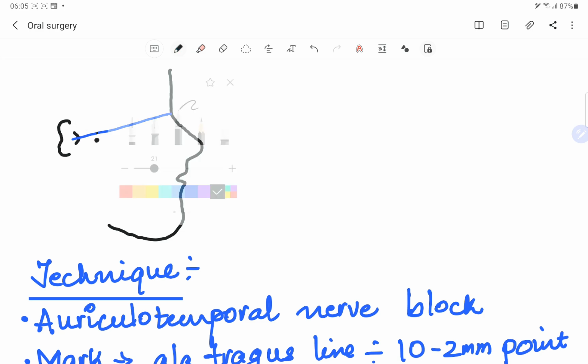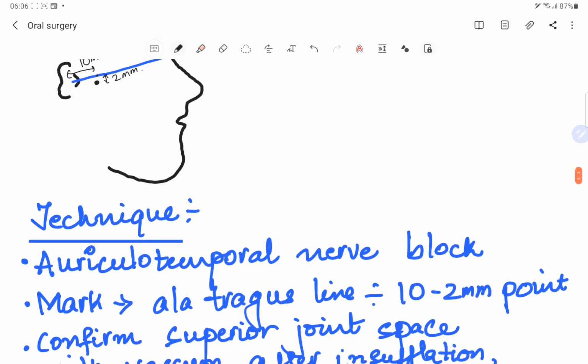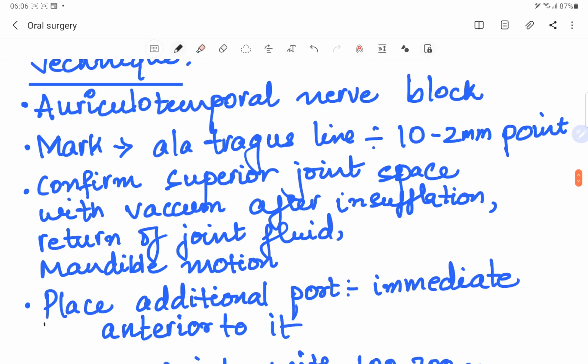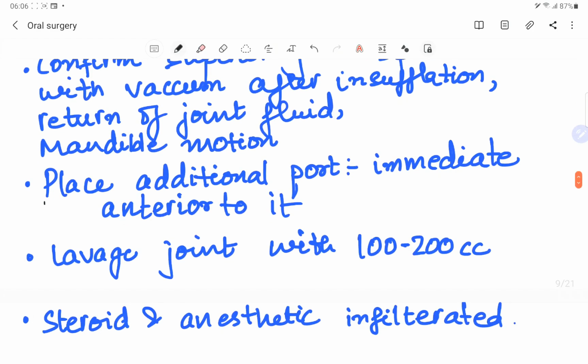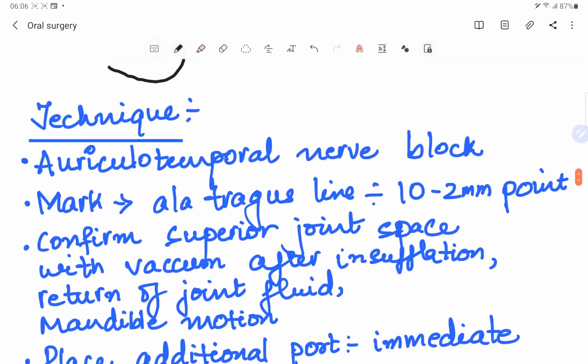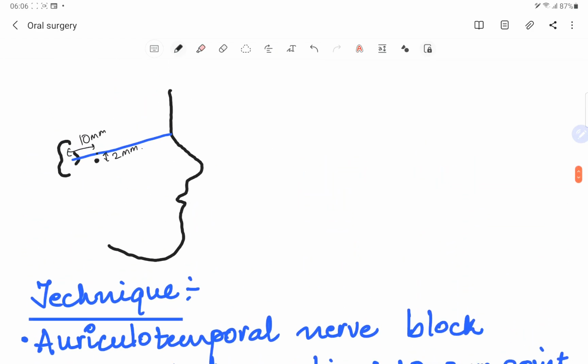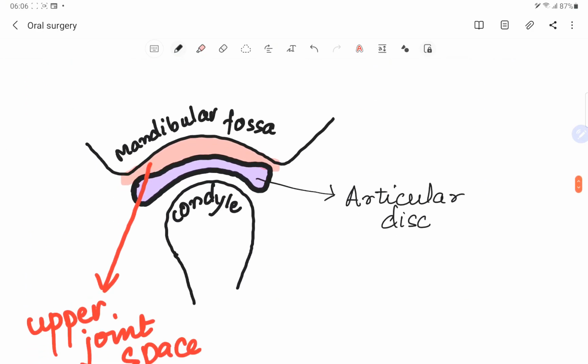So let's just write it, guys. So this is 10 mm, this one is 2 millimeters. We take a flexible scale and mark this point. Then we confirm the superior joint space with a vacuum after inflation, returning to the joint fluid and the mandibular motion. We ask the patient to open the mouth wide, and then we take the syringe and place it here like this.